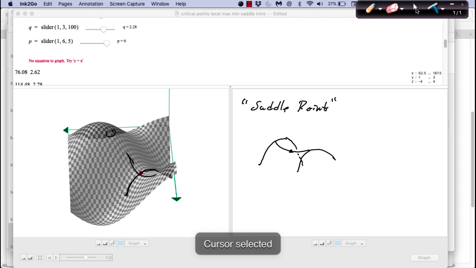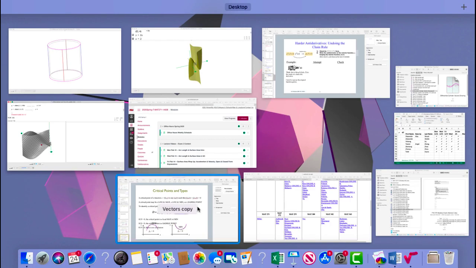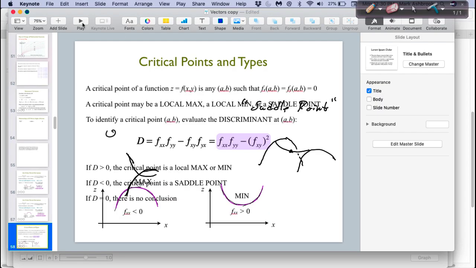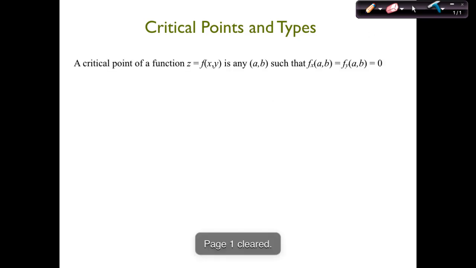So now that we're talking about second derivatives, we're talking about these critical points, like local maxes, local mins, these saddle points. And so let's define the math behind all that stuff. A critical point means that both the first derivatives are 0. Okay? Both the first derivatives are 0.